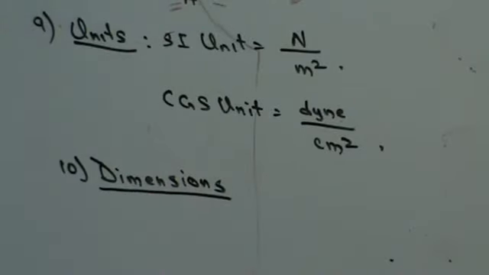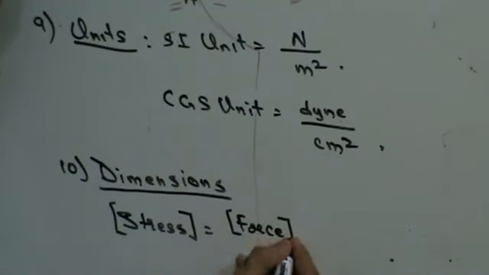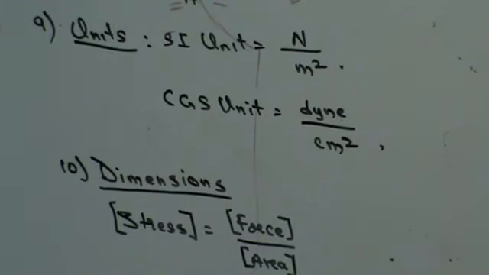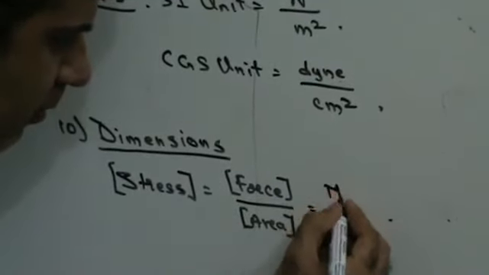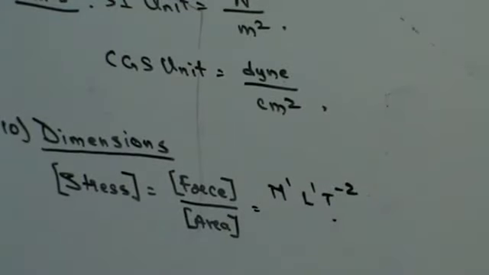What will be the dimensions of stress? Dimension of stress is equal to nothing but force upon area, right? Force is nothing but ma, mass into acceleration, that is mass into displacement upon time square. So the dimensions of force will be M1 L1 T minus 2, mass into displacement upon time square.